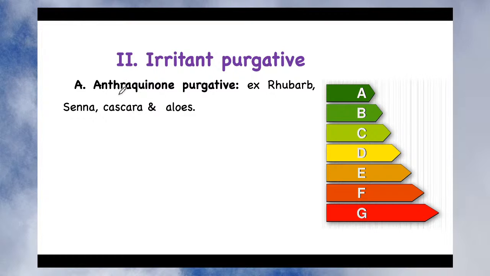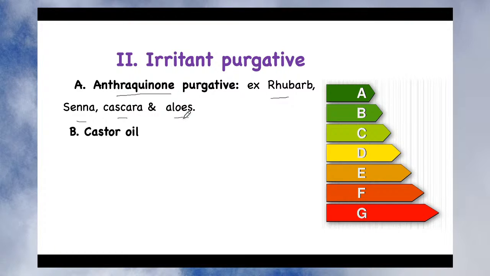Based on the type or chemical property of irritant purgatives, they are classified as anthraquinone purgatives, and drugs belonging to this category are rhubarb. Then we can use senna leaf, cascara, and even aloe, which is also called aloe vera. These are all anthraquinone purgatives because they have a common structure which belongs to the category of anthraquinone glycoside. Okay, so these are all irritant purgatives.